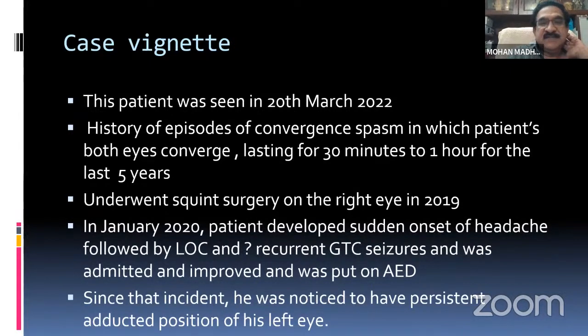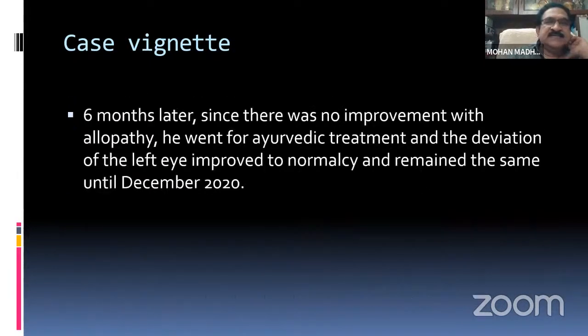Since that episode of so-called GTC seizure, he noticed a persistent adducted position of his left eye. Since then, his left eye remains adducted. That is from 2020, that's 2 years now. 6 months later, since there was no improvement with allopathic treatment for his adducted position, he went for Ayurvedic treatment, and the deviation of the left eye improved to normalcy and remained like that till December 2020.